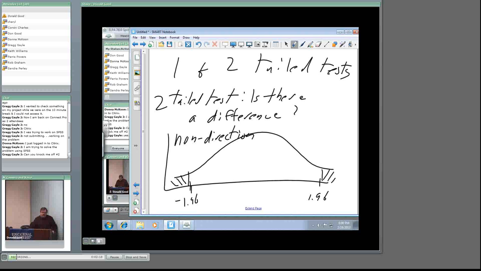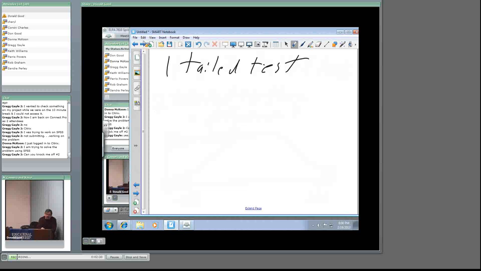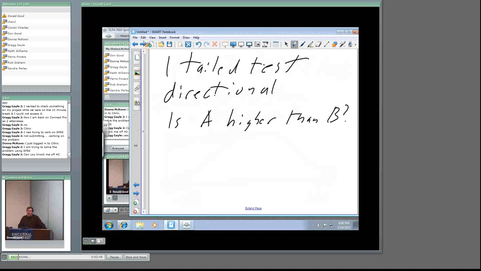A one-tail test is also called directional. An example of that, comparing A and B again, would ask, is A higher than B? Not just is A different than B, but is A higher than B? I've specified a direction for the difference I'm looking at.